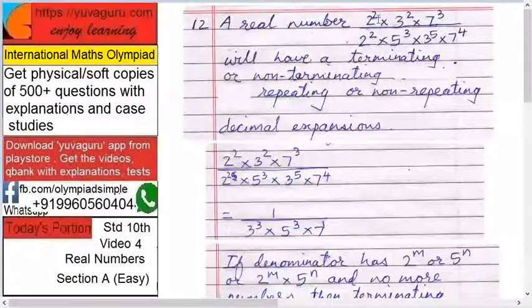A real number 2 square into 3 square into 7 cube, the whole upon 2 square into 5 cube into 3 raised to 4 into 7 raised to 4, will have a terminating or non-terminating, repeating or non-repeating decimal expansion. Here there are two questions: first is terminating or non-terminating, second is repeating or non-repeating.